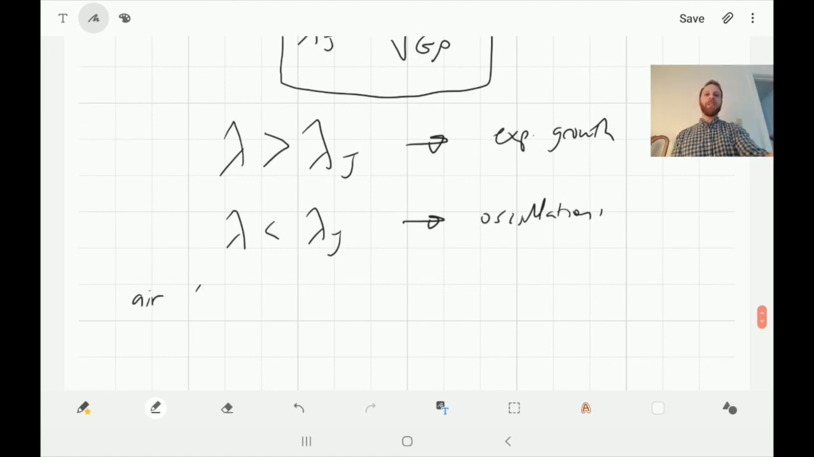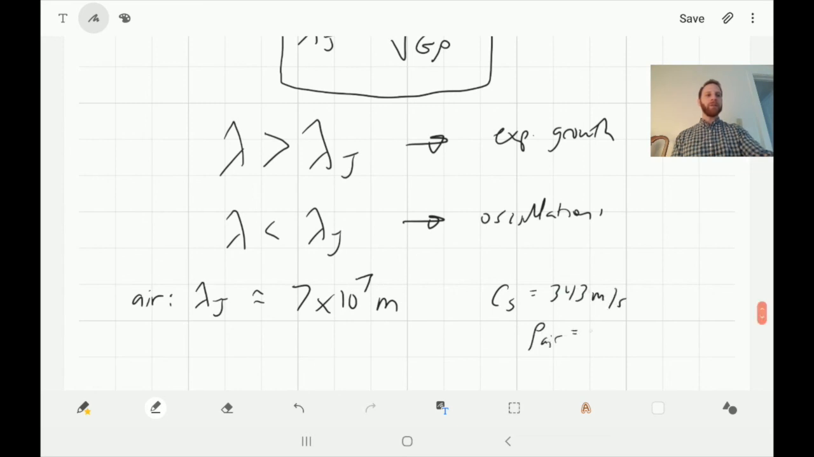So I'll let you plug in these numbers. λJ for air is approximately, I compute this to be 7 times 10^7 meters. In other words, 70 million meters or 70,000 kilometers. So well beyond the size of the Earth. By the way, that's using the speed of sound equal to 343 meters per second, and the density of air, which is like 1 kilogram per meter cubed.